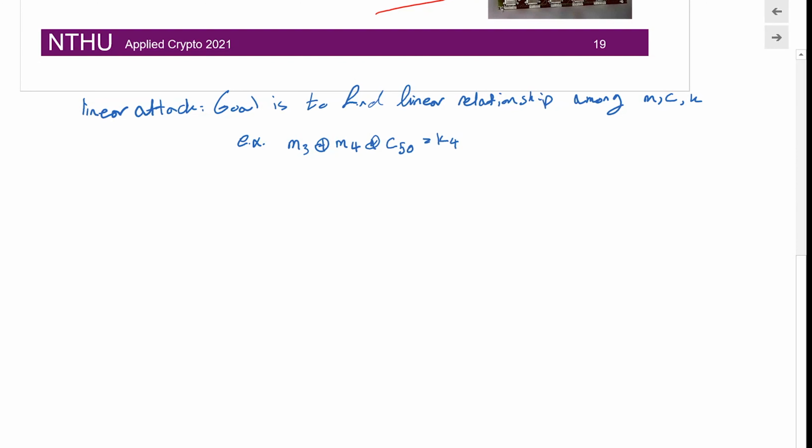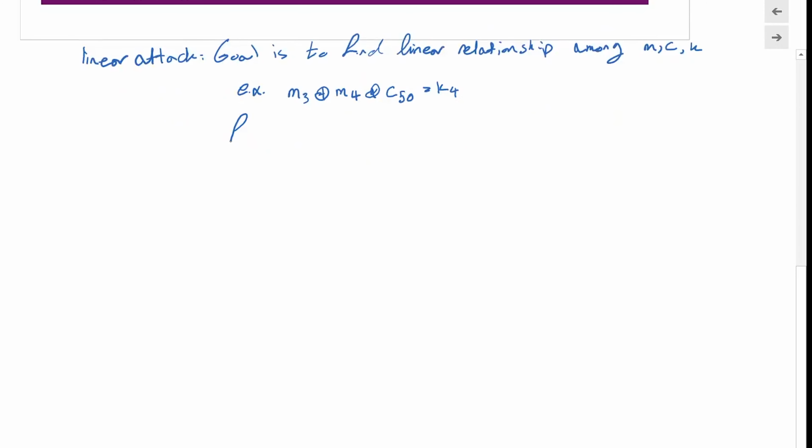This is a relationship, and it is linear. Operations such as XOR are linear. Somebody found that, because of the way the algorithm is designed, if you combine these bits together, that would leak a bit of the key. And so the goal of this attack is to find all such relationships.